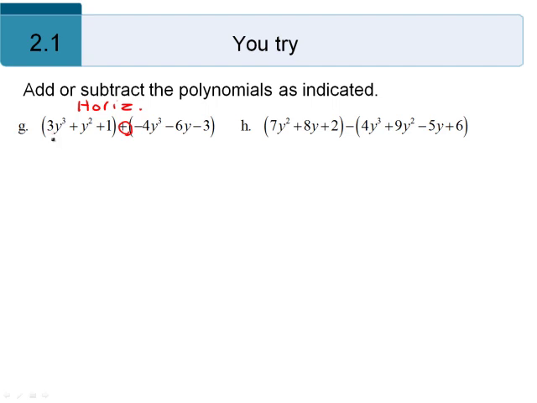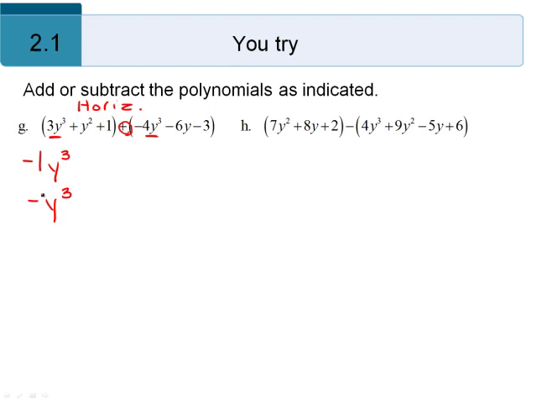So I've got 3y to the third, and I've got negative 4y to the third. So those are like terms. I'm going to combine those. 3 and negative 4 gives me negative 1y to the third, which can also just be written as negative y to the third.